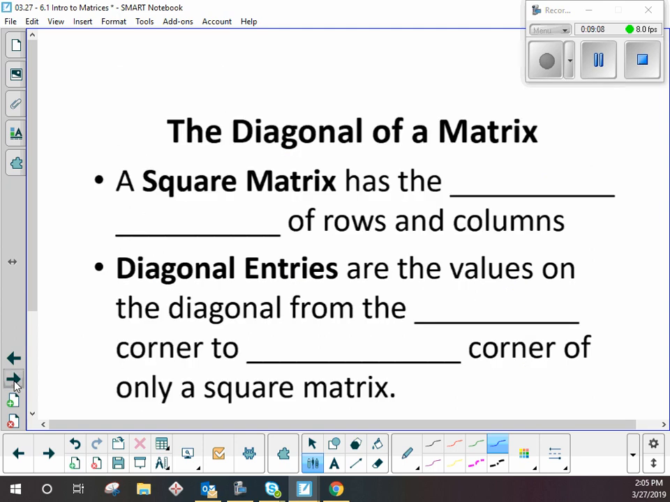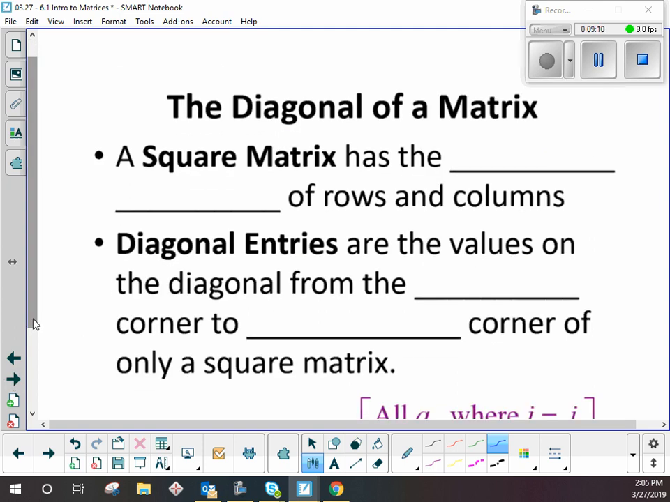Okay. All right, so here we're talking about something called the diagonal of a matrix. This screen seems a little bit arbitrary, but it will make more sense later in the unit. We're just introducing it right now for the concept and the vocabulary. A square matrix has, guess what kind of rows and columns?